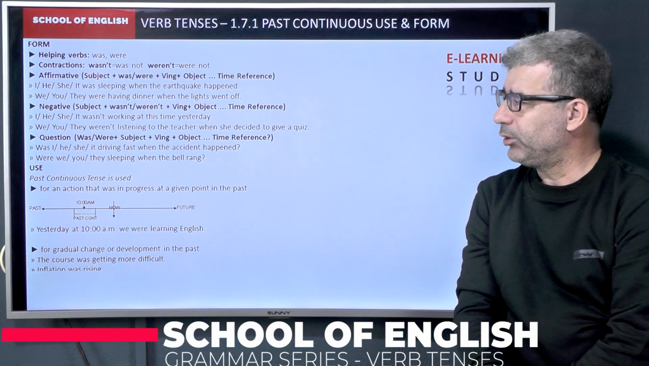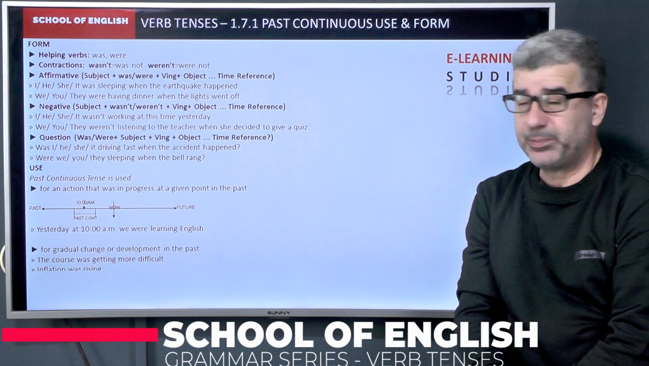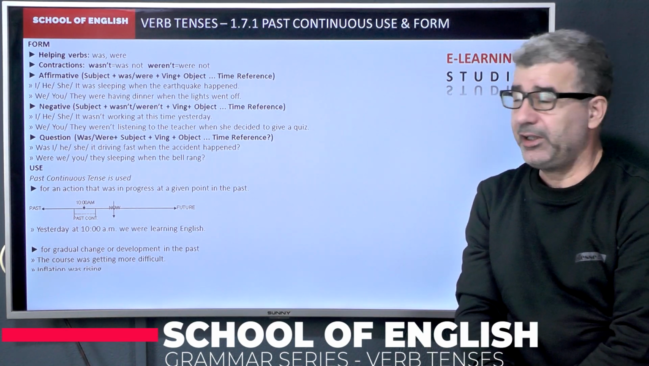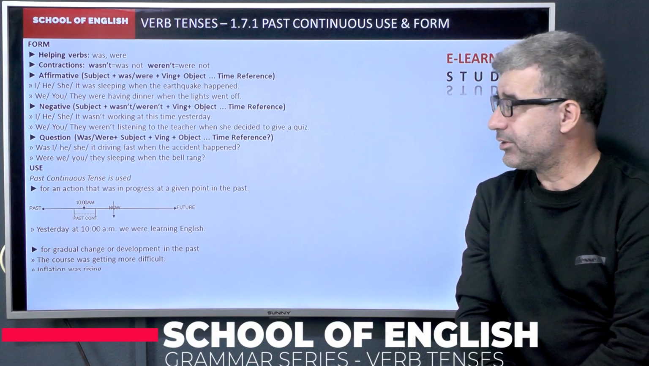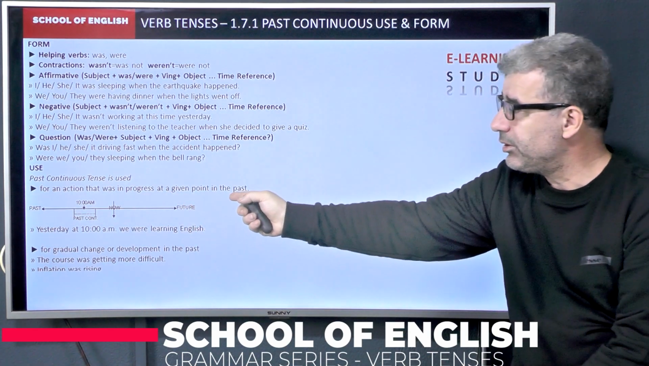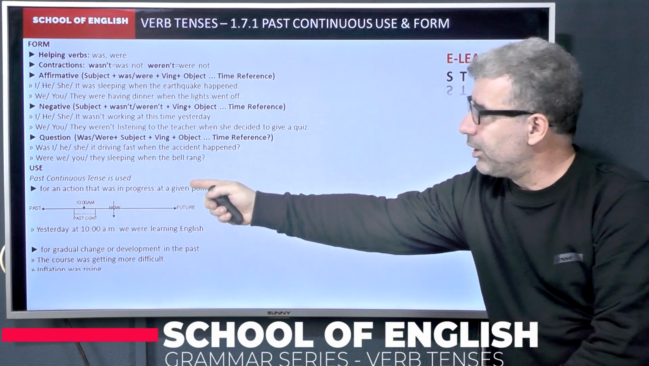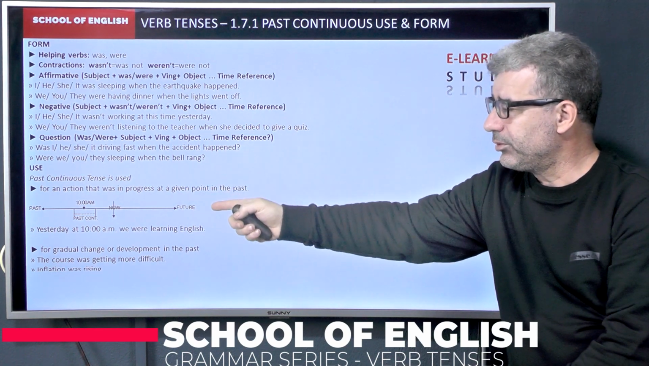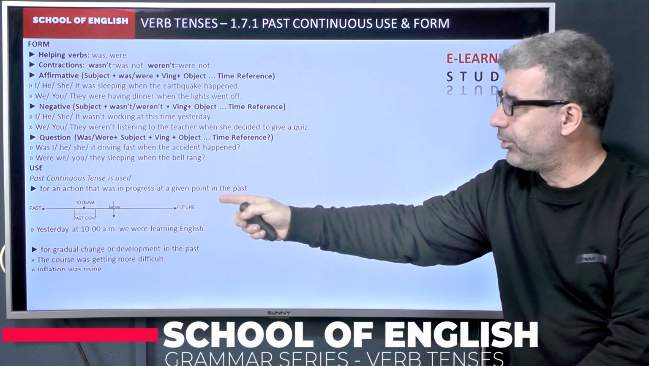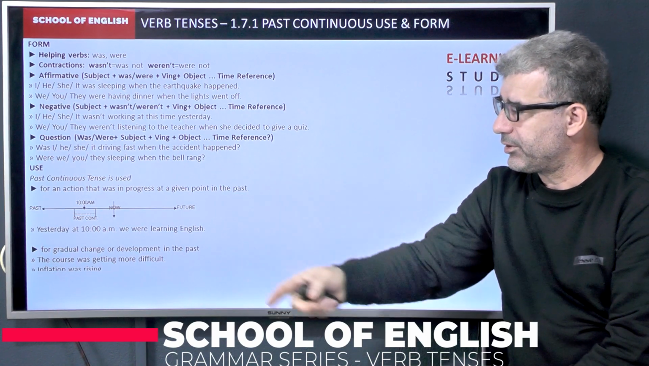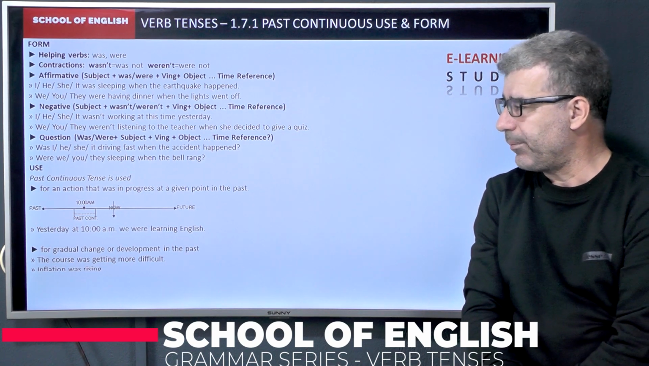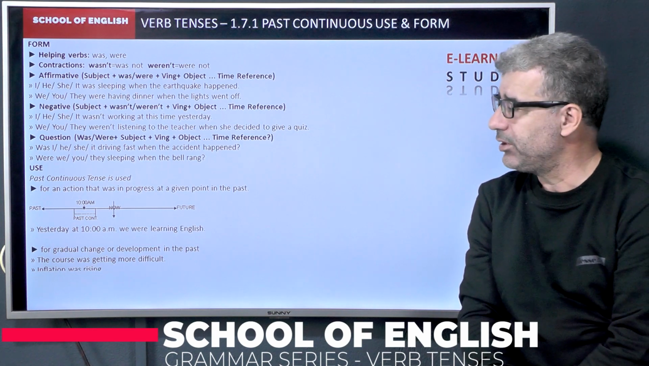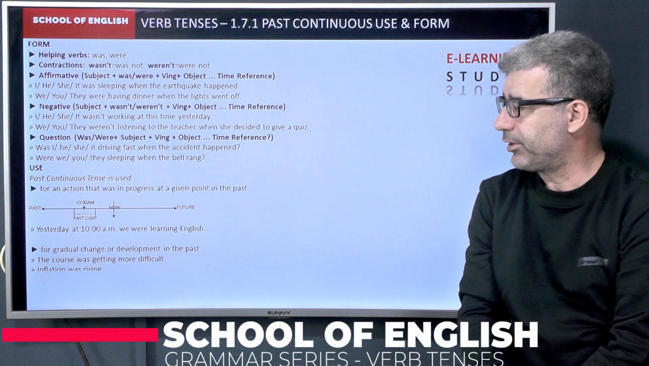Okay. How about use? Actually, we explained the use of it in the previous examples. It is used for an action that was in progress at a given point in the past. At a given point in the past tells us that in past continuous tense, we need a point of reference in the past. Yesterday at 10 a.m. we were learning English. Yesterday at 10 a.m. is our point of reference here.